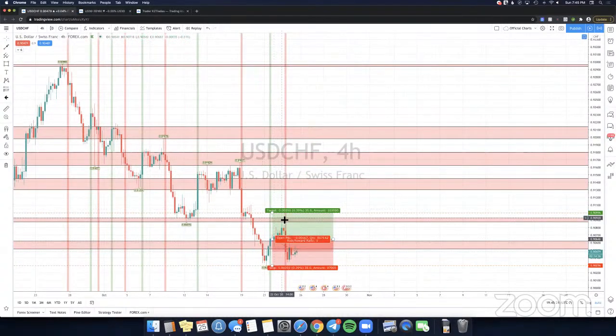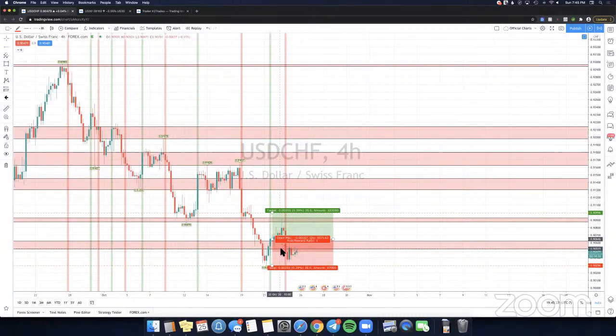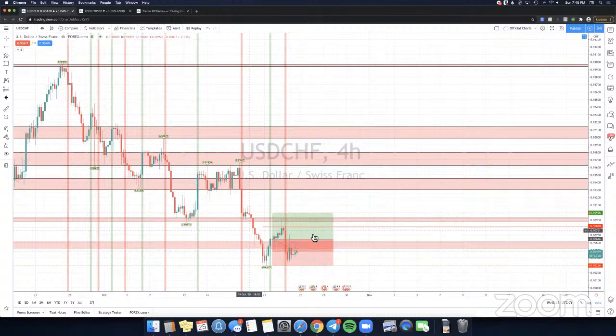Once price shot up right here, I moved my stop loss in profit to TP1 right here, and then I got stopped out as it came back down. So if you guys are still in this trade, there's no indication that it's going to come back up, but who knows, it could because we're in a brand new week. So it's still active.